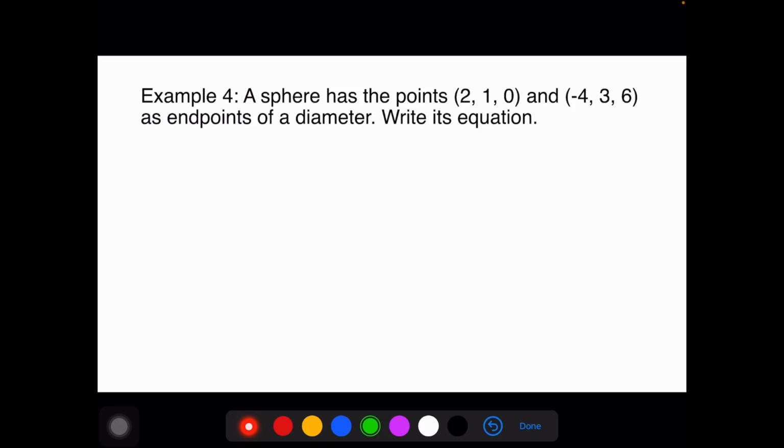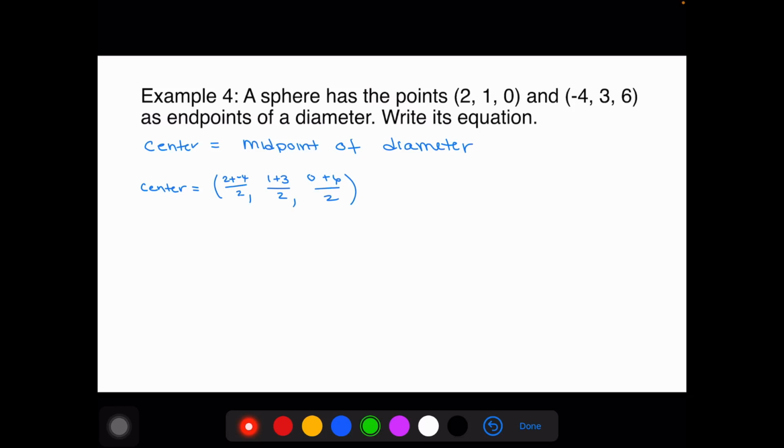All right, next example. Example 4 says a sphere has the points (2, 1, 0) and (-4, 3, 6) as endpoints of a diameter. Let's write its equation. So first of all, the center of the sphere is going to be the midpoint of that diameter, a lot like with circles. The center of a circle is the midpoint of the diameter, or halfway between those endpoints on the diameter.